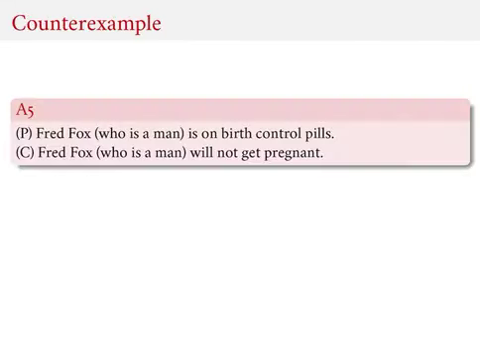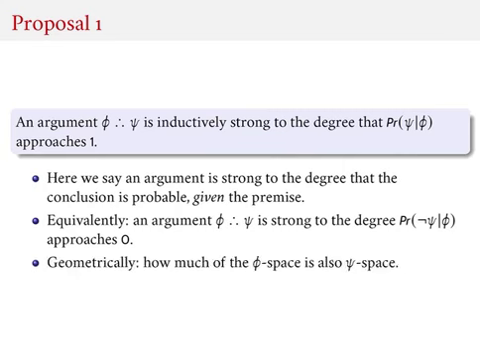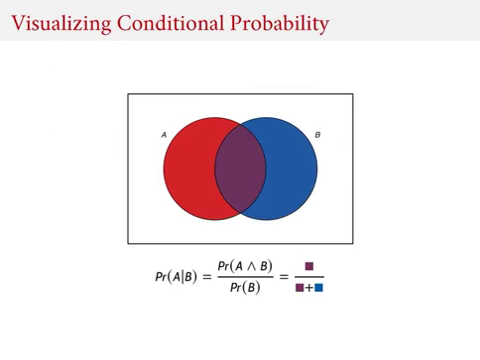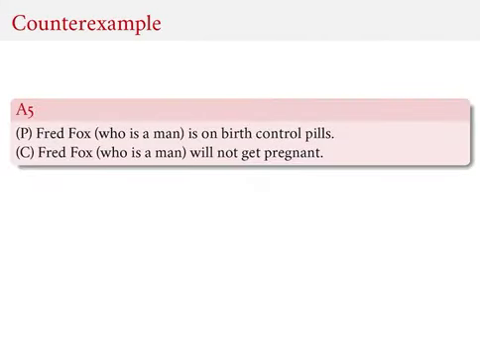But however, here's a problem for this proposal. We're going to look at this problem and then give a slight amendment to this proposal, and that will be our official account of inductive strength. So I want you to consider the following argument. Fred Fox, who is a man, is on birth control pills. That's the premise. So we find out that this man is on birth control pills, and we argue from that premise that Fred Fox will not get pregnant.